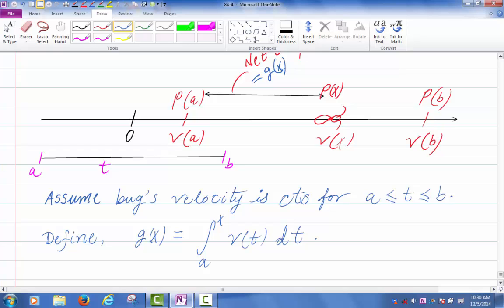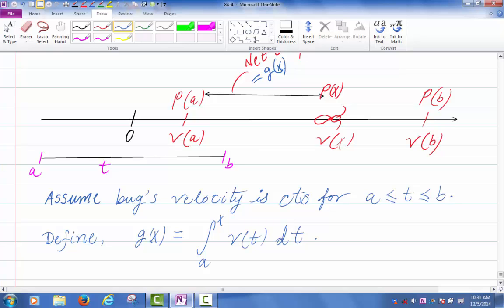What is p of x? Remember, p of x is the distance from the origin, right? What is p of A? Distance from the origin, right? I know the distance from p of A to p of x, right? I know p of A, so what is p of x? I know g of x, I know p of A, what is p of x?